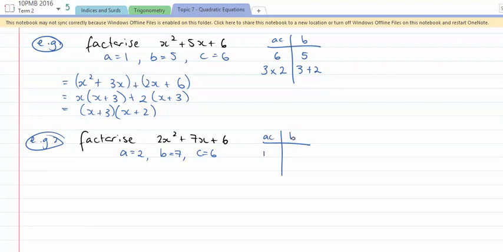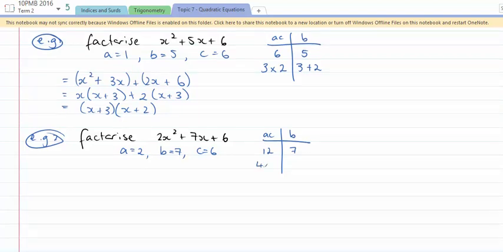A times C is 12, and B is 7. So what numbers multiply to equal 12 and add to equal 7? So 12, 4 times 3, and 4 plus 3. That fits in both these scenarios. So now we can rewrite this quadratic with 7x as 4x and 3x. So 2x squared plus 4x plus 3x plus 6. Now we factorise by grouping.